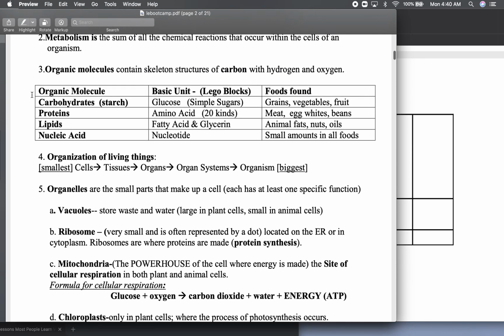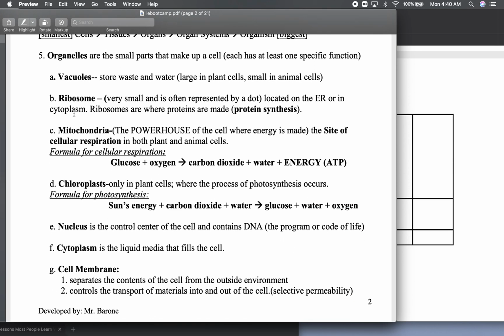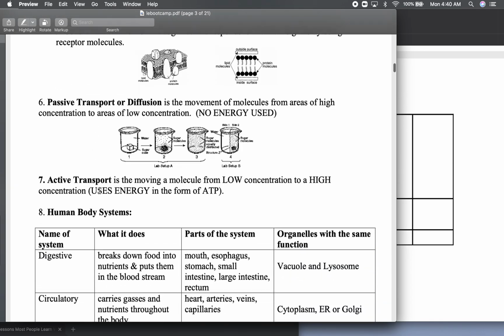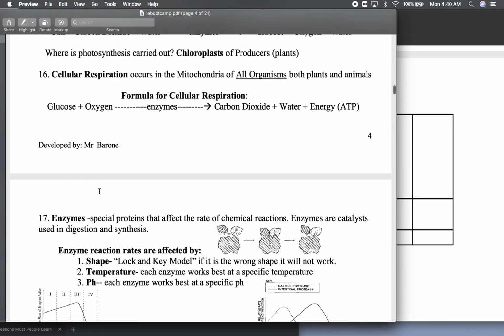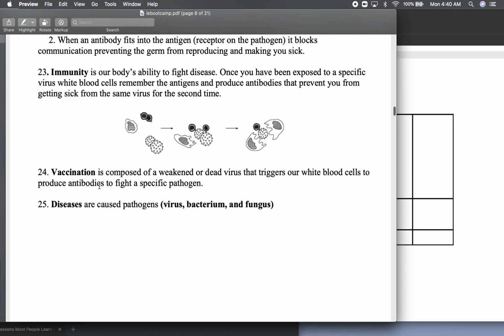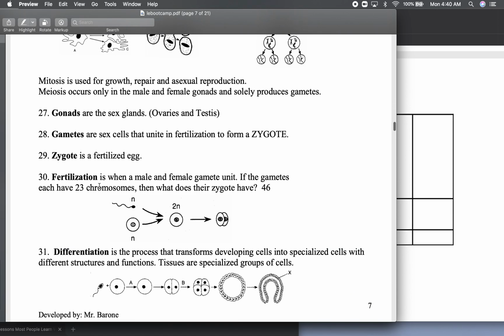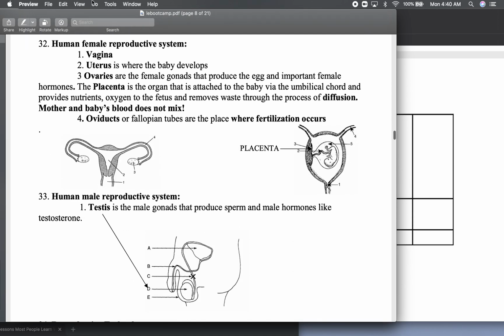document, okay? Here we have organic molecules, what they are. Carbon and hydrogen make something organic. All of the organelles, and the list goes on, right? We have topic 2, topic 3, and of course, obviously, you guys can look through this document on your own. I'm just showing you here.